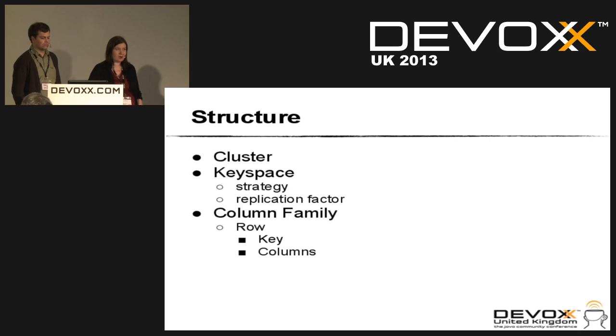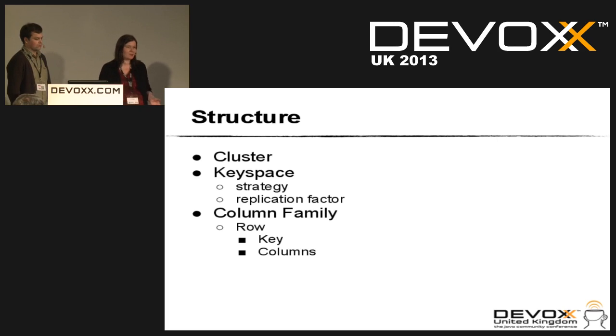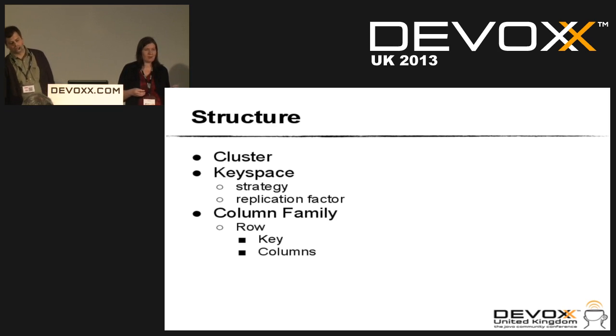And key spaces are a namespace for column families. So a column family would be similar to a table. They contain a number of rows, and each row has a key and a number of columns. But try not to think of the columns as you would in a traditional relational database. Instead, think of the columns as a name-value pair. So you could think of a column family as a sorted map, where the key is your row key, and the value is a sorted map of name-value pairs, which are your columns.